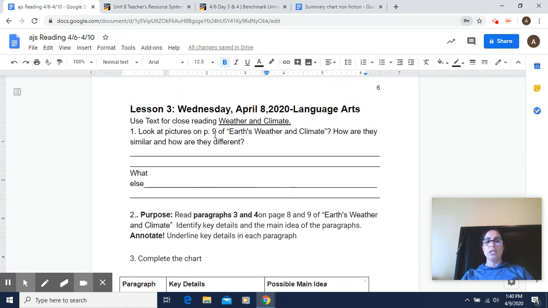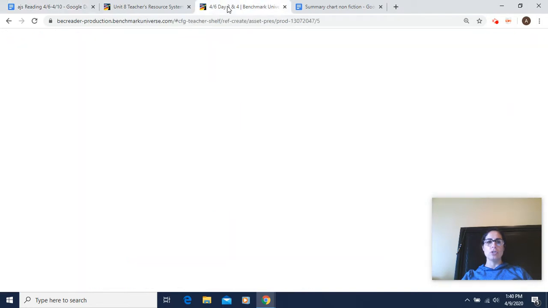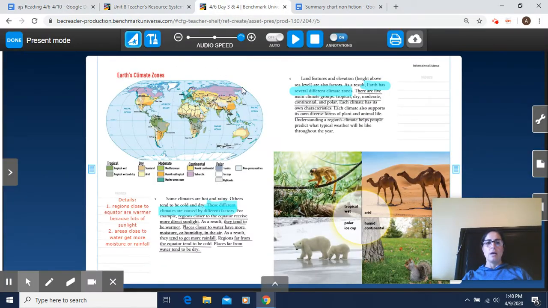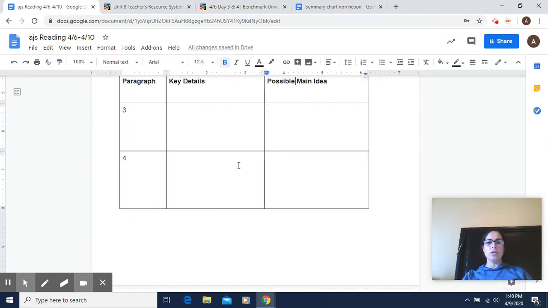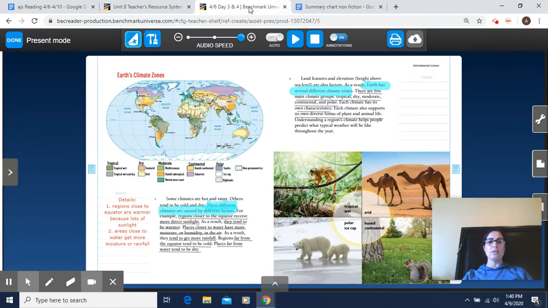You're going to be going to page 9 of what we were doing yesterday, and we're going to also answer some questions again. How are they similar and how are they different? You're just looking at these pictures right here, okay? So I want you guys to look at the pictures and tell us what's the same and what's different. Then when you're done, you're answering deep details and the possible main idea for paragraph 3 and paragraph 4. So let's go back to that.